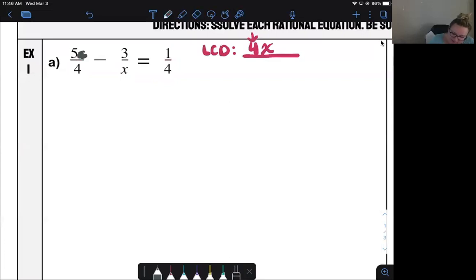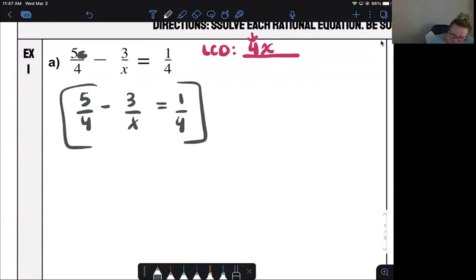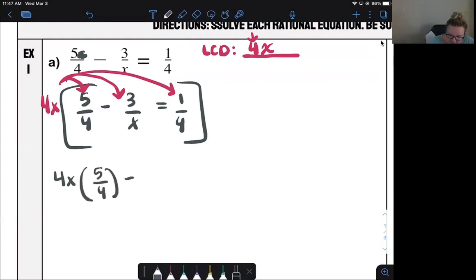Then we're going to take the entire equation, 5/4 minus 3 over x is equal to 1/4, and multiply this entire thing by 4x. To do that, we need to distribute the 4x to the 5/4, the 3 over x, and the 1/4. So that's going to look like this: 4x times 5/4 minus 4x times 3 over x and 4x times 1/4.